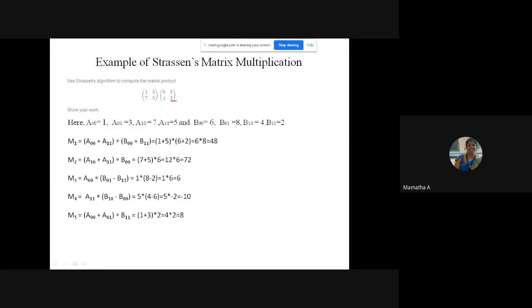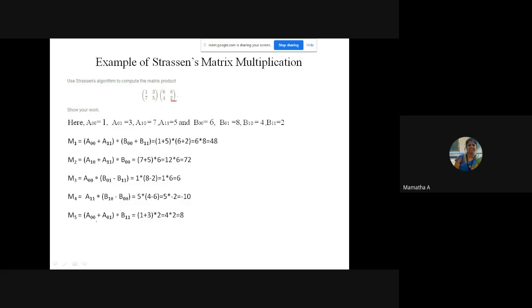As I told you, be careful with the form of parenthesis. Don't hesitate. Writing will always fetch you marks, not lose marks. Okay. 1 plus 3 into 2, 4 star 2 is equal to 8. Right? That's the answer. Next, M6.